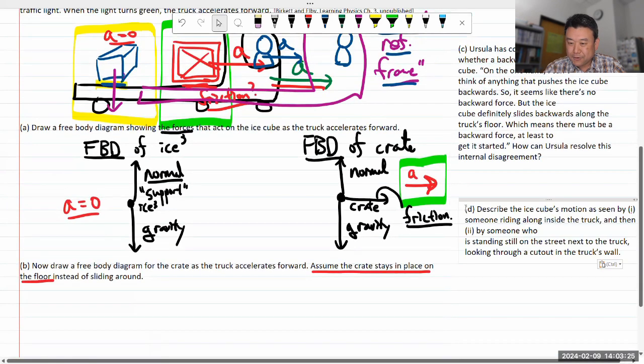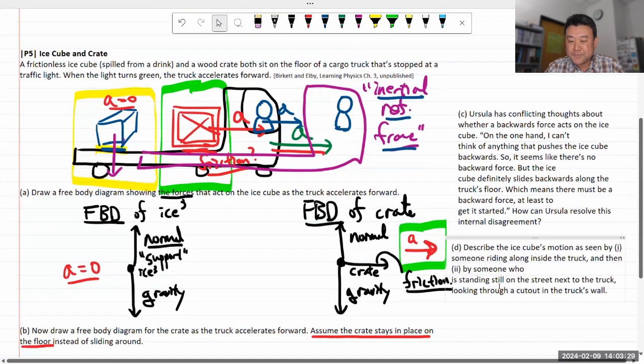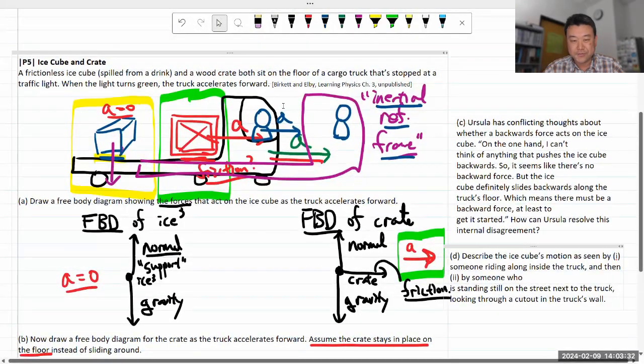Part D. I might have already answered part D. Describe the ice cube's motion as seen by someone riding along inside the truck. Yeah, I said that that's what that is. The ice cube is accelerating backward from the perspective of the driver. And then by someone who is standing still on the street next to the truck, that is the inertial reference frame. That's the ground frame here. Looking through the cutout in the truck's wall, the way I drew it, I don't need a cutout.